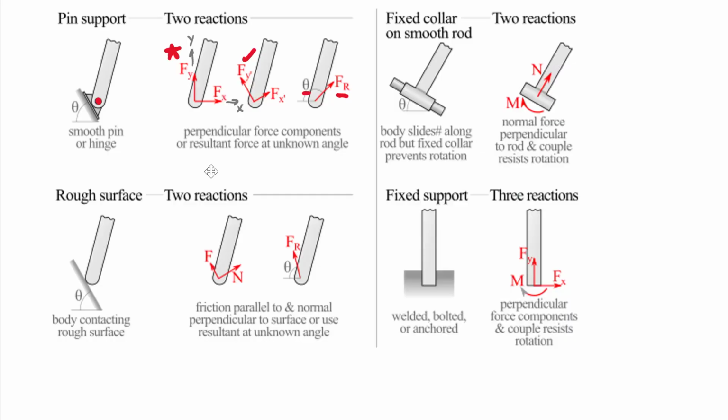The next type of support we have on the table is what's called a fixed collar on a smooth rod. This actually comes with two different reactions. One of those reactions is perpendicular to the rod itself. Okay, so it's essentially a normal force coming off of that rod, very similar to what we had above. But this time the collar being fixed means that there's not a pin connecting the member here to the collar here. Okay, those are like welded together.